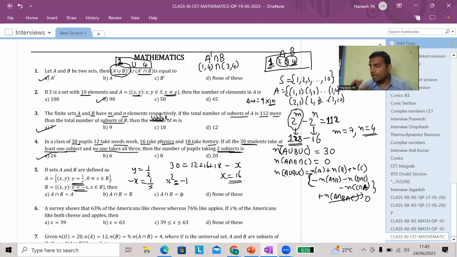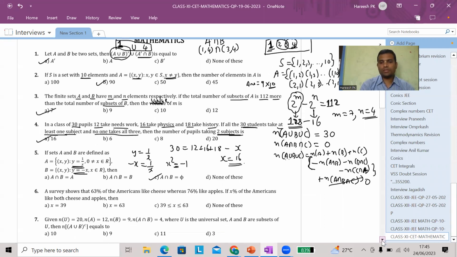So can x square ever be negative? Because x square can't be negative, that means there are no solutions or common points between A and B. So what is A intersection B? A intersection B is a null set, right?